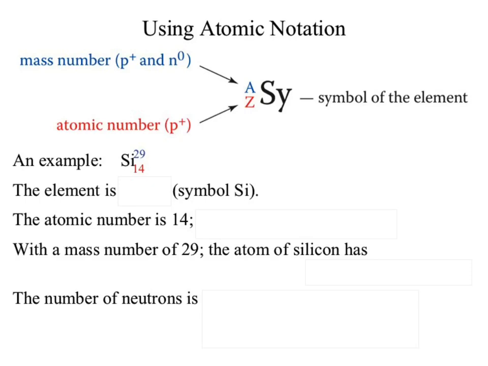Atomic notation. Mass numbers, protons and neutrons. Atomic numbers, protons. So if we start with the example, which conveniently PowerPoint decided to mess with, my location of letters. What element is it? Silicon. How do you know? It says Si. So we could do it based off of the symbol itself. Okay? The atomic number. Oh, wow. Yeah, it really messed up a lot of stuff.